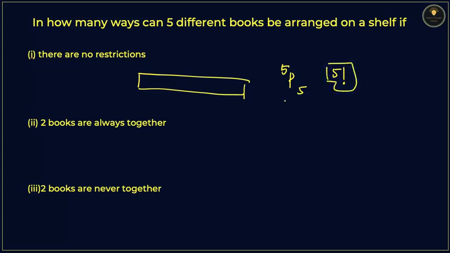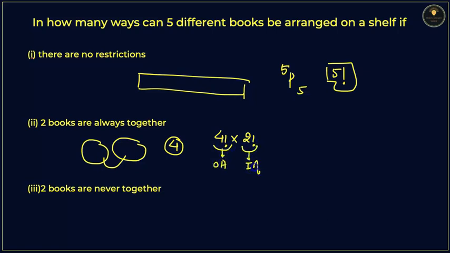Now in the second question it is given that 2 books are always together, which means that you have to take 2 books and make a group, and there are 3 books that are distinct. So the total number of books that we now have is equal to 4. So we can write it as 4 factorial. Since we have to arrange the 2 books inside the group, we will write it as 2 factorial. So this is the outside arrangement, and this is the inside arrangement.